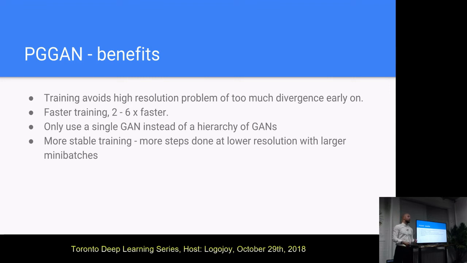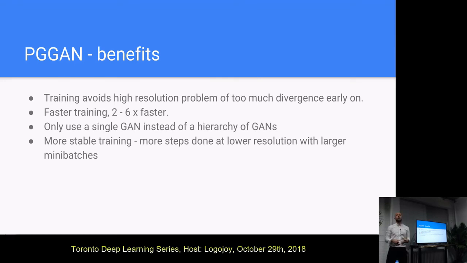They say the training is 2 to 6 times faster than it would be for other models, and the way they justify this is because with other high resolution models where you start at, say, 256 by 256, you have to pass all the images through the network at that high resolution, and it takes longer to pass a high resolution image through the network than a low resolution image. So because a lot of early training steps are done on very low 4 by 4, 8 by 8, 16 by 16 resolution images, you can get a lot more information into the network faster.